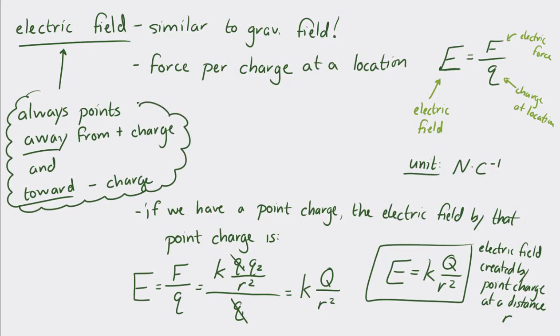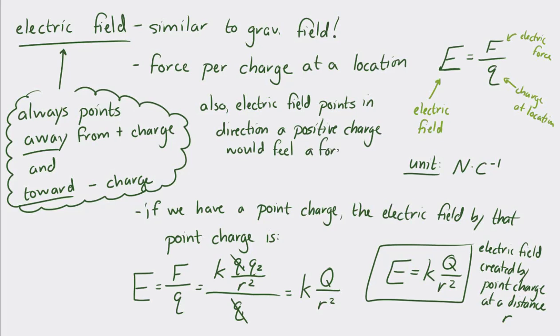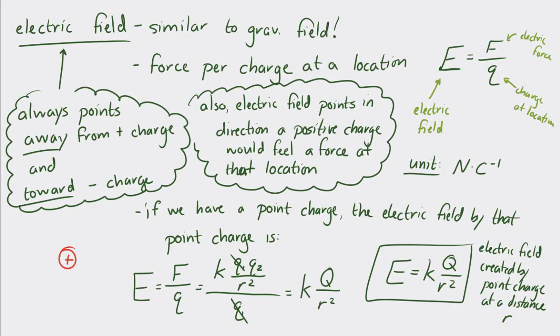But then what do you do if you don't know where charges are, and you're trying to find the electric field in a region where you don't know if there are positive charges here or negative charges there? Well, then what we say is that the electric field points in the direction that a positive charge would feel a force. So if you imagine placing a positive charge at a location, the direction that a positive charge would feel a force at that location is the direction of the electric field. And a corollary to that is that if we placed a negative charge at that location, the electric field would be in a direction opposite of the direction that the negative charge would feel a force.